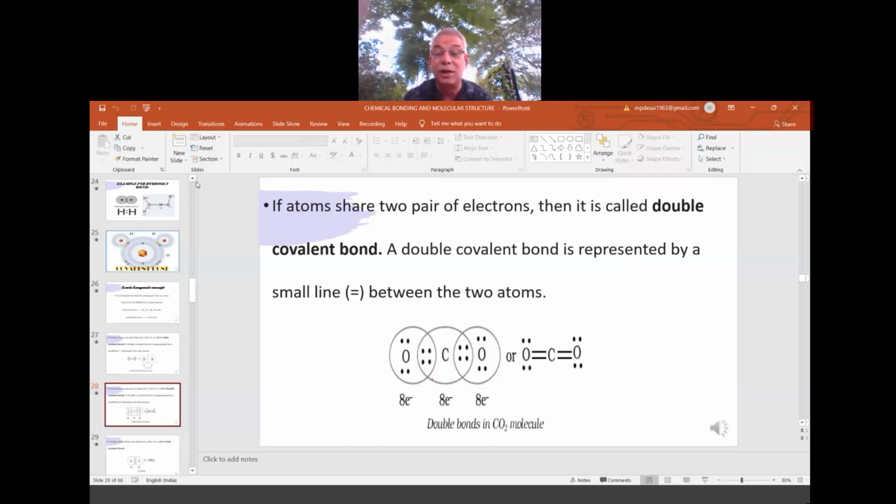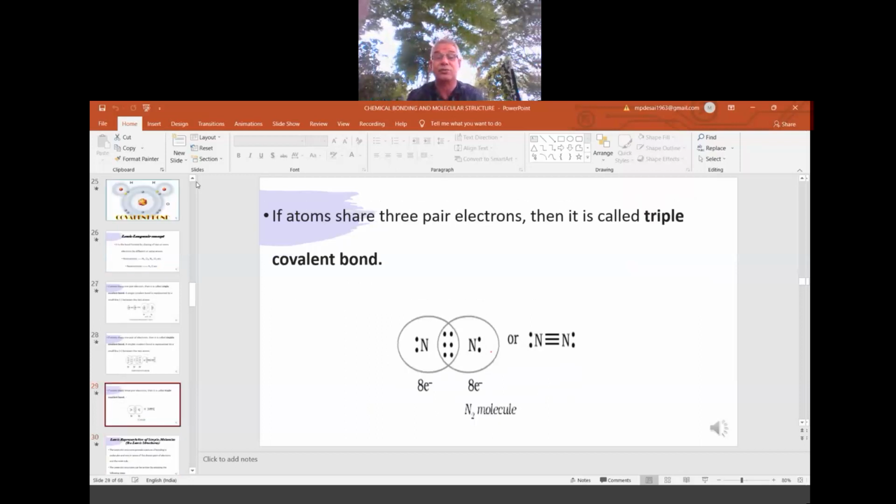So because of this, in carbon dioxide we have 2 double bonds. One is pi, one is sigma; that we'll learn in the next session. If atoms share 3 pairs of electrons, then it is a triple covalent bond. That happens in the case of nitrogen and cyanide. There are many molecules of an element or of a compound where we find a triple bond.